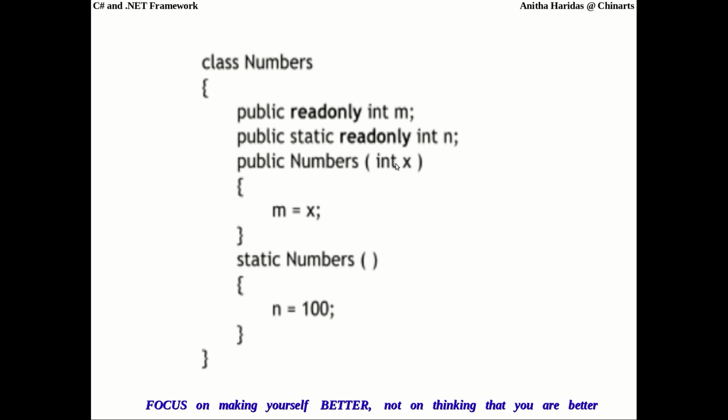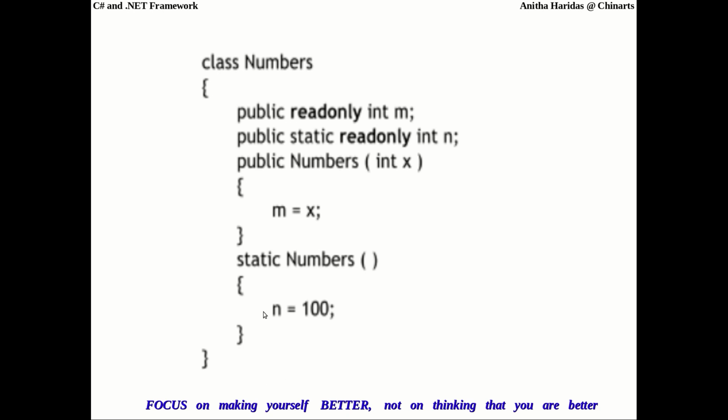So what I am doing, I am passing a value here, and this value will be assigned to m. m is a read-only instance member, whereas I have a static constructor where I am assigning the value 100 to the static read-only member. So once you have initialized, these values cannot be modified in your class or in your program. That is the advantage here.